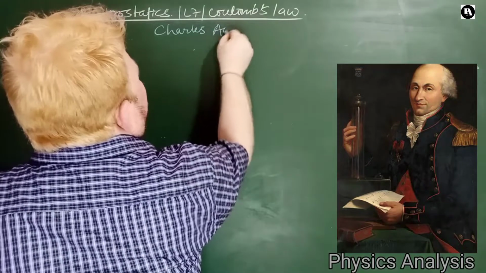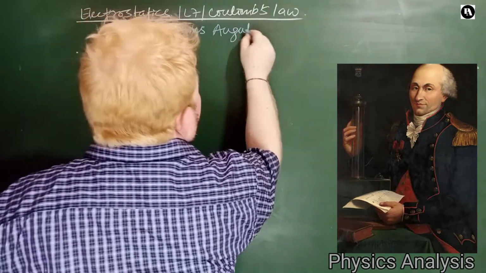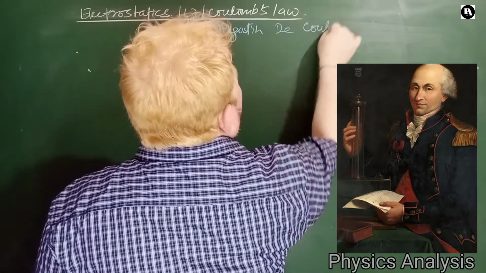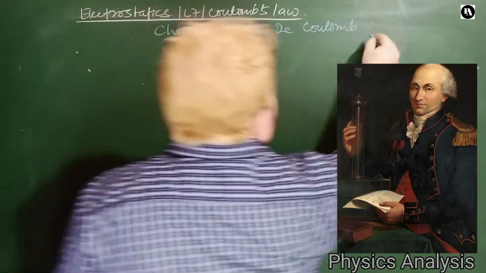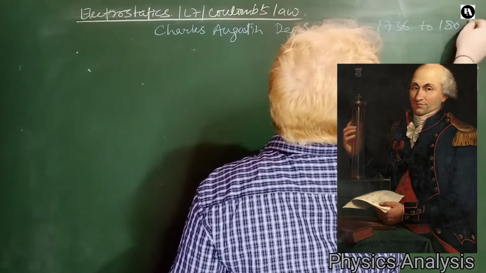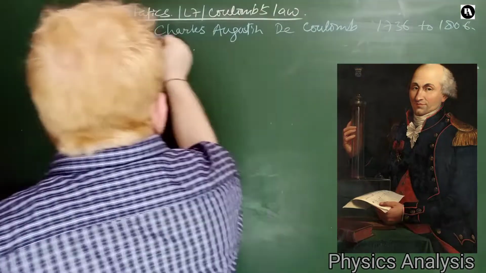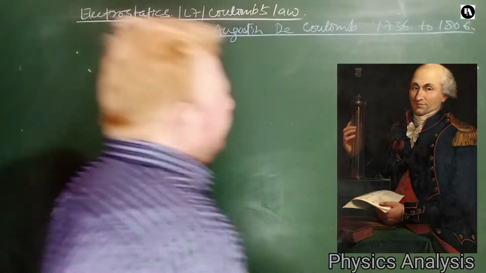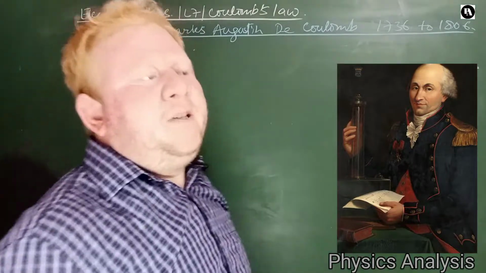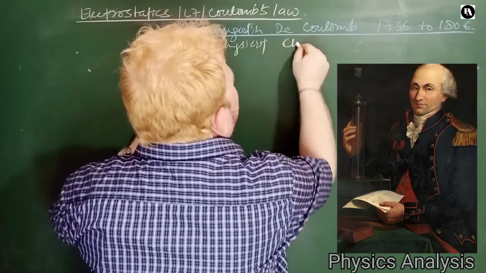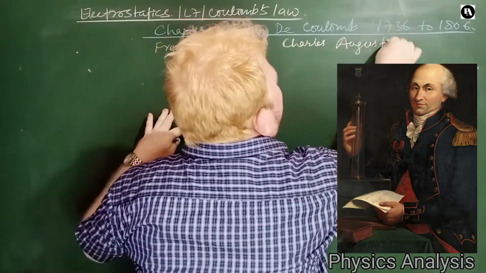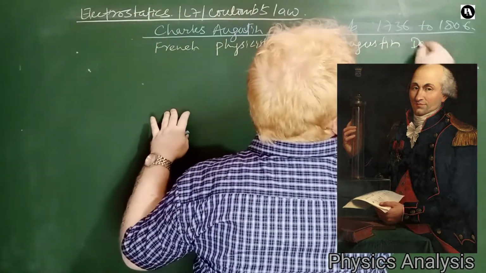Charles Augustin de Coulomb, 1736 to 1806. Charles Augustin, full name de Coulomb.